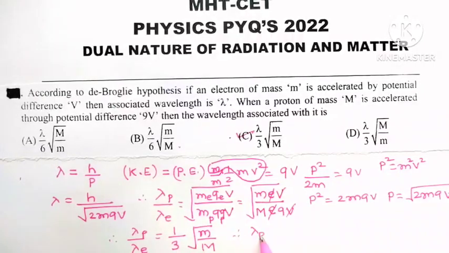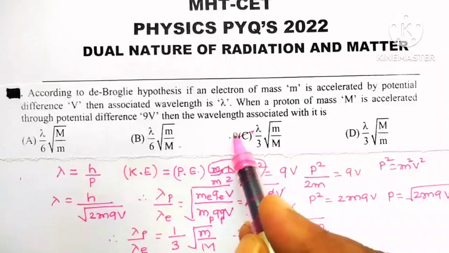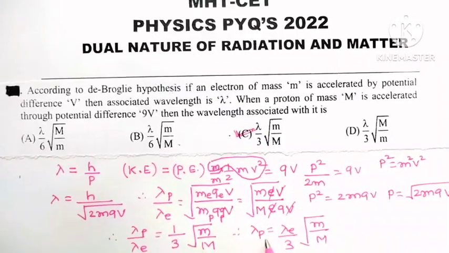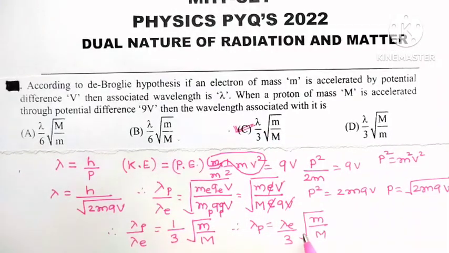Therefore lambda p is equal to lambda e divided by 3 into the square root of small m divided by capital M. So option C is the correct option, that is, de Broglie's wavelength of proton is equal to de Broglie's wavelength of electron divided by 3 into the square root of mass of electron upon mass of proton.